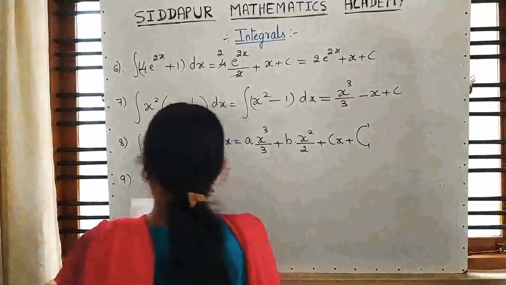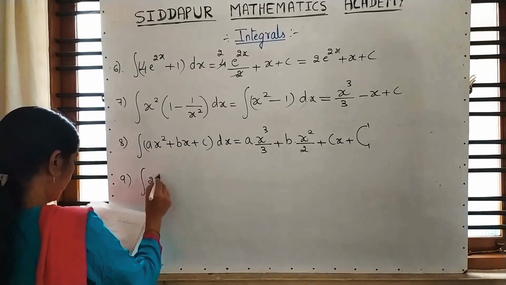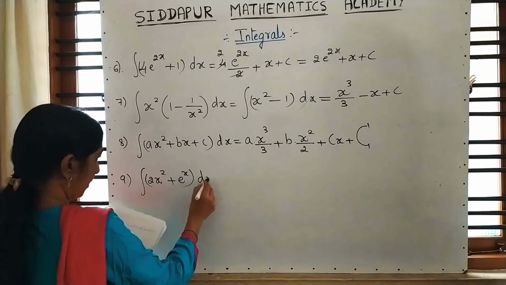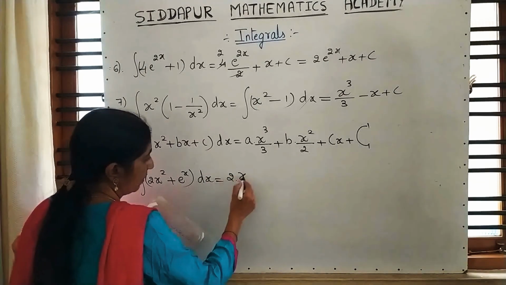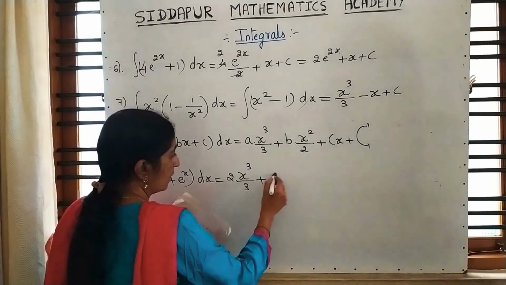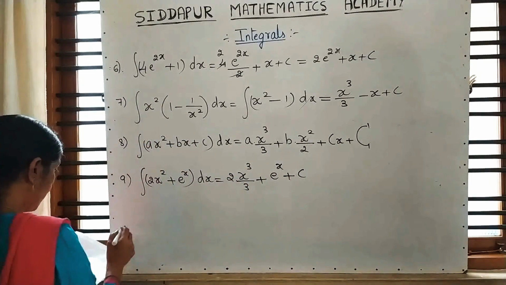Next. Question number 9th one. 2x square plus e raised to x. 2 constant. What is the differentiation of x square? X cube upon 3 plus integration of e raised to x is e raised to x plus c.